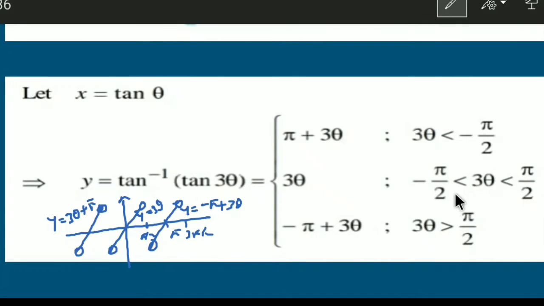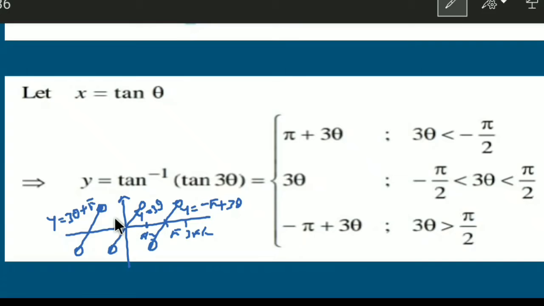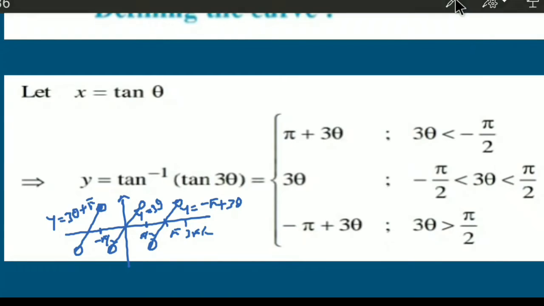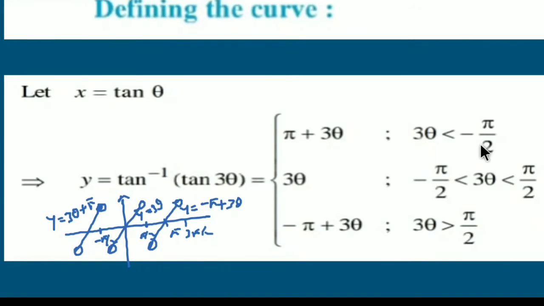So when it lies between pi by 2 to 3 pi by 2, meaning greater than pi by 2, then you have to go for this line, minus pi plus 3 theta, and when 3 theta is less than minus pi by 2, then you have to say pi plus 3 theta. Because the condition here is that we have to restrict to minus pi by 2 to plus pi by 2. So this is the part of minus pi by 2. So beyond minus pi by 2, less than, this is 3 theta plus pi. So 3 theta plus pi this part, 3 theta this one, and minus pi plus 3 theta. Hence we can go ahead this way. So in this way we can define the curve further.